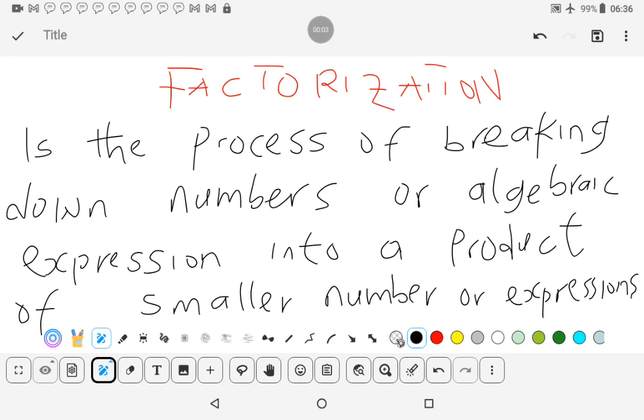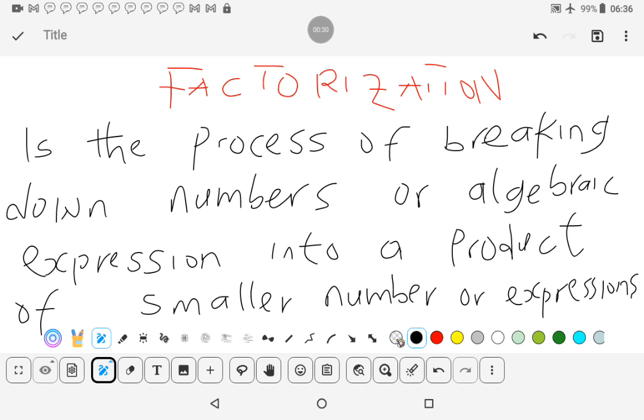You're welcome to this tutorial session, and our focus at this moment will be on the topic called factorization. How do we factorize numbers, or how do we factorize a given algebraic expression? But before we proceed, let's get to know the definition or the meaning of factorization.